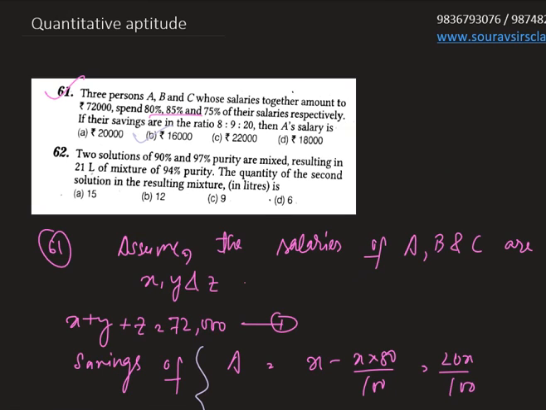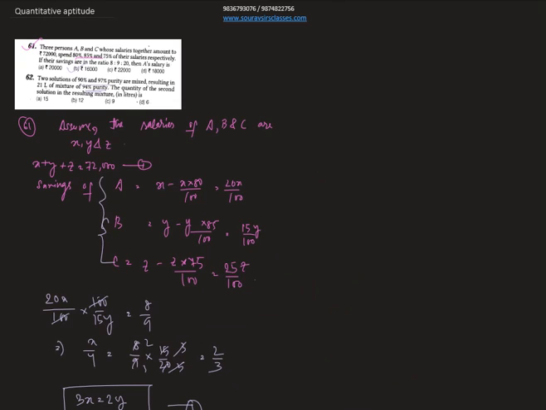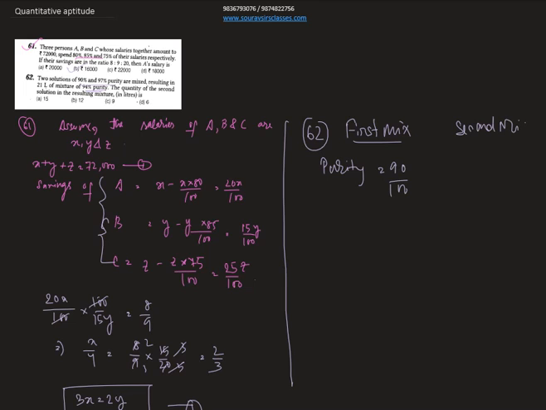Now let's check the second question. Two solutions of 90% and 97% purity are mixed, resulting in 21 liters of mixture of 94% purity. The quantity of the second solution in the resulting mixture is what? Okay. Now, in the first mixture, we have purity of 90%, and in the second mixture, we have purity of 97%.